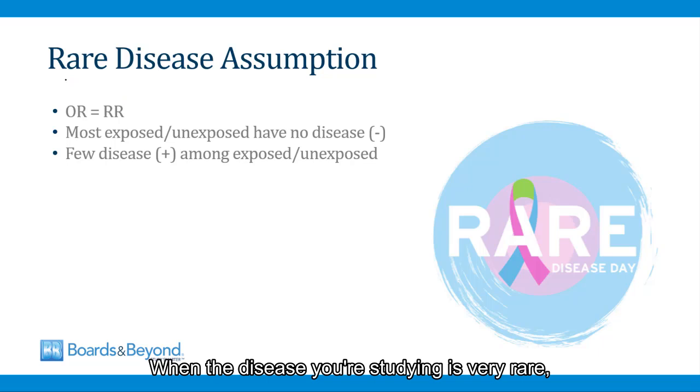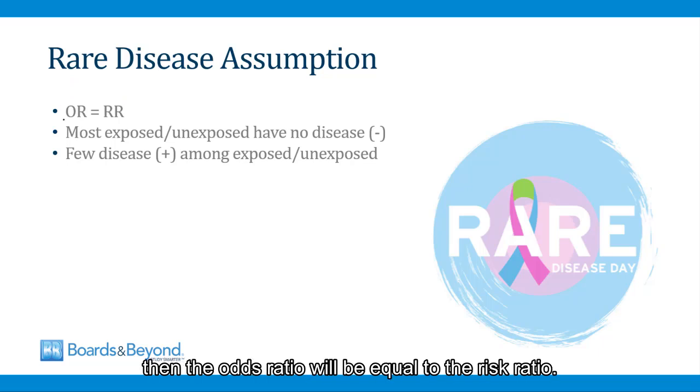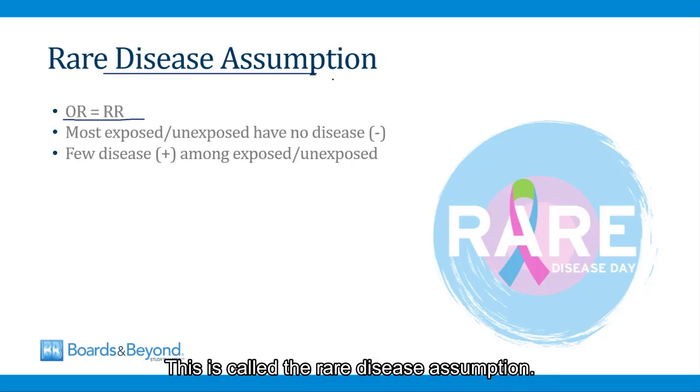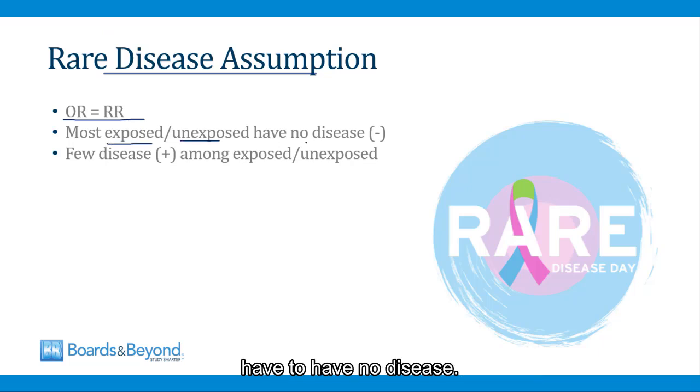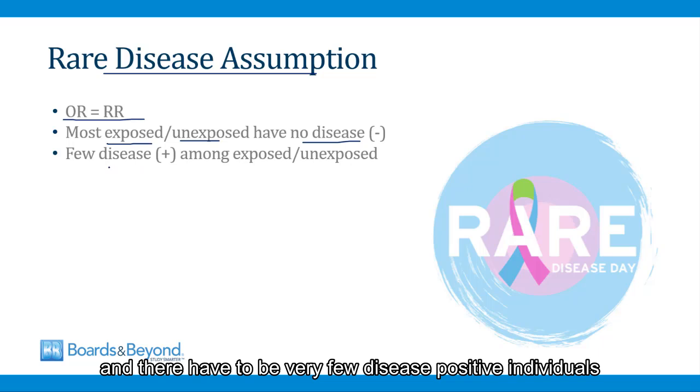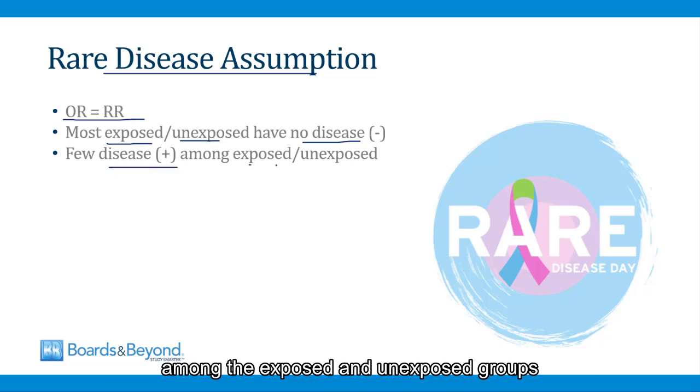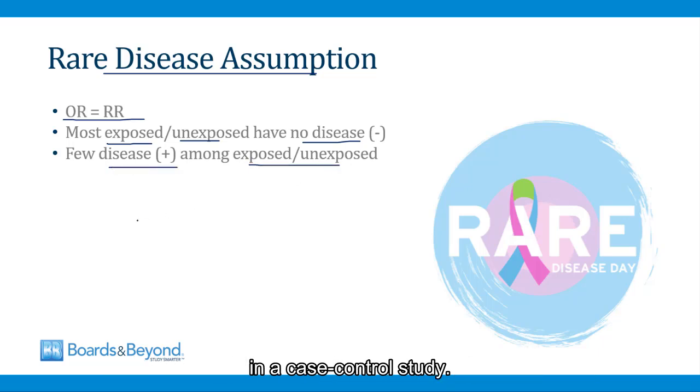When the disease you're studying is very rare, then the odds ratio will be equal to the risk ratio. This is called the rare disease assumption. For this to be the case, most of the exposed and unexposed patients have to have no disease. In other words, the disease must be very rare with a low frequency, and there have to be very few disease-positive individuals among the exposed and unexposed groups in a case control study.